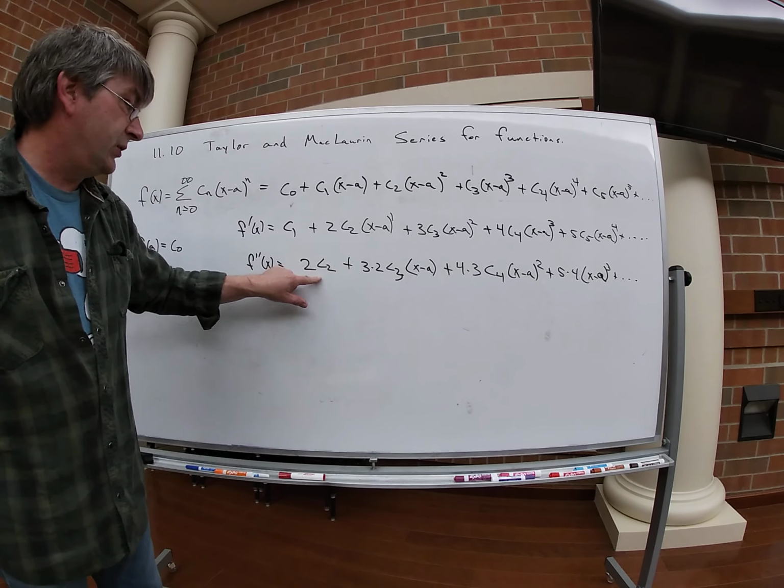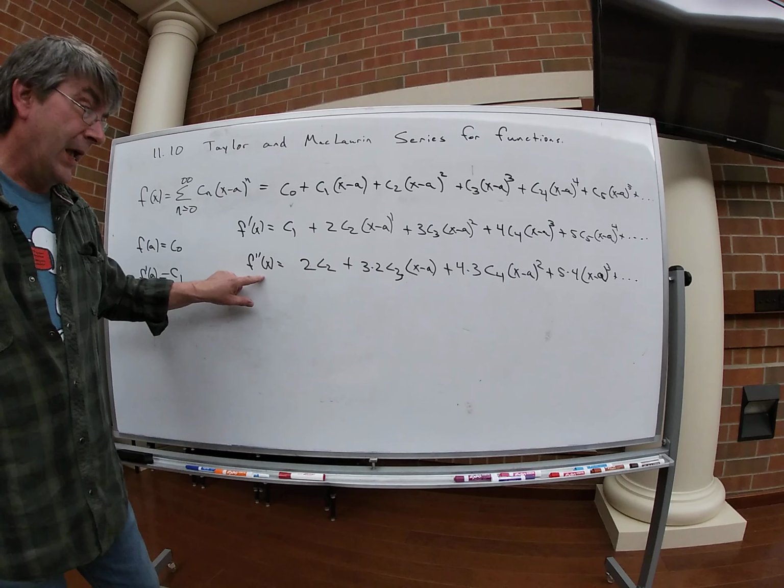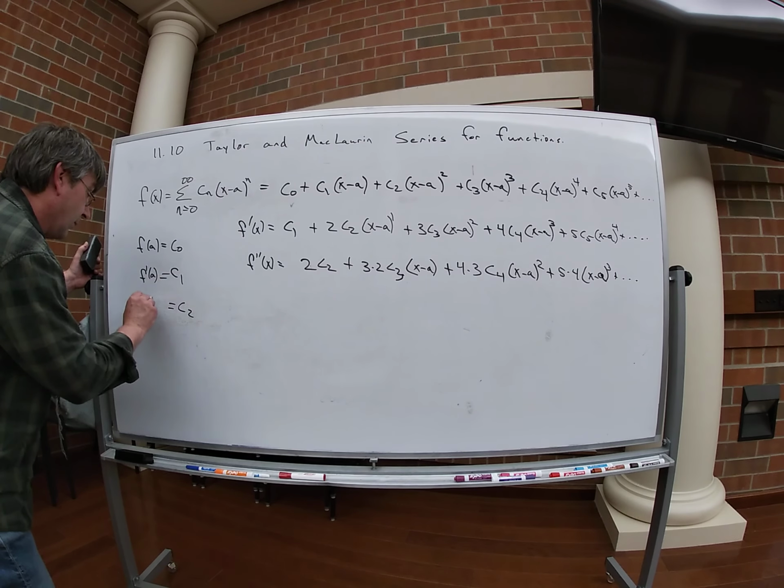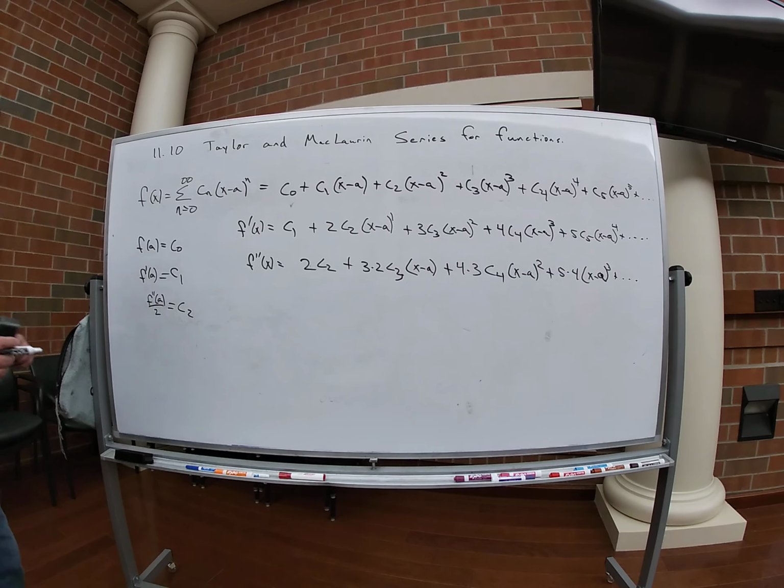So 2C2 is f double prime at a, so C2 is f double prime at a over 2. I have to divide through by the 2.